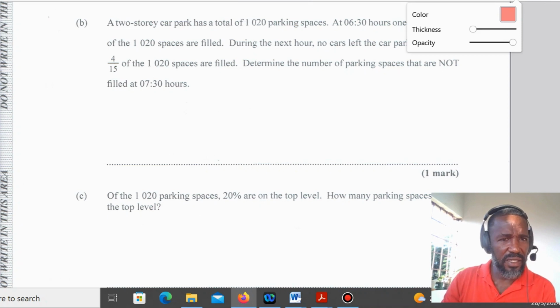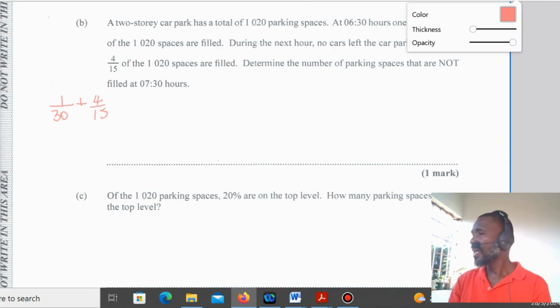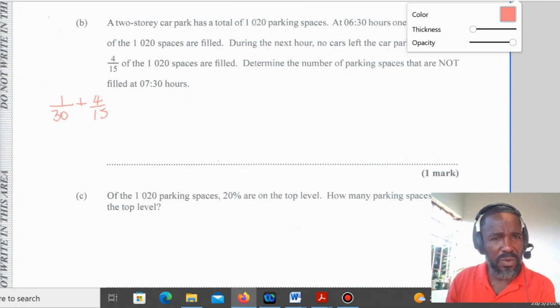So if at 6:30 we have 1/30th, and then in the other hour we have another 4/15th. So what we are going to be doing, we're going to be adding these two fractions. And in order to add fractions, we are going to find a common denominator. And in this case, the common denominator is 30.